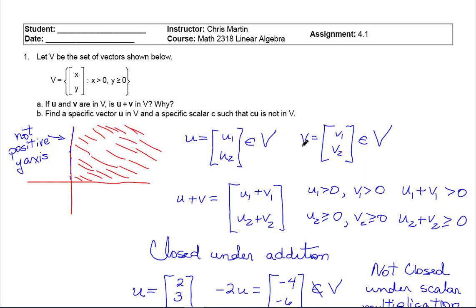Alright, so if I take two of these vectors in set V, the question is, if I add them up, do I still get something in V? Well, let's see. If U1 and V1 are both greater than 0 and I add them together, yes, the sum is still greater than 0. And if U2 and V2 are greater than or equal to 0, then the sum is as well. So yes, anytime I take two vectors in there and add them together, I get something else that's also of the same type.